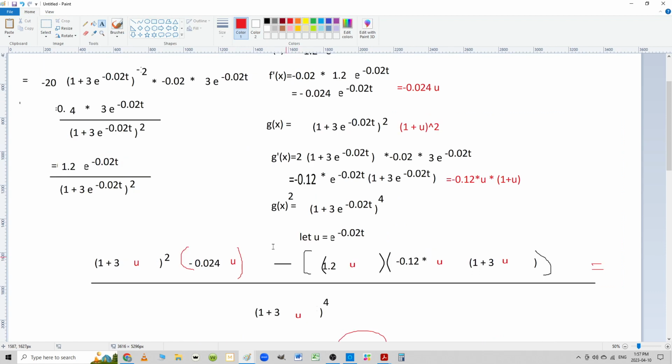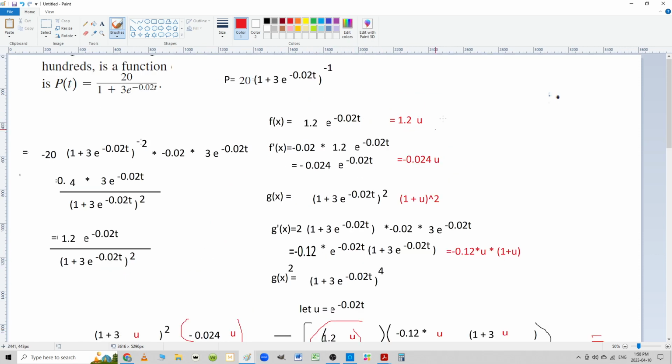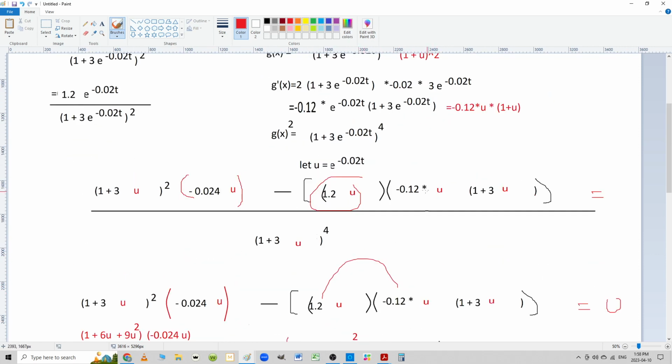So then I use the quotient rule, and I write the quotient rule. There's g of x times f prime of x. I've taken all these red values, and minus, it's always minus, and then it's going to be f of x, which is this lovely 1.2u, times my g prime of x, which is right there.